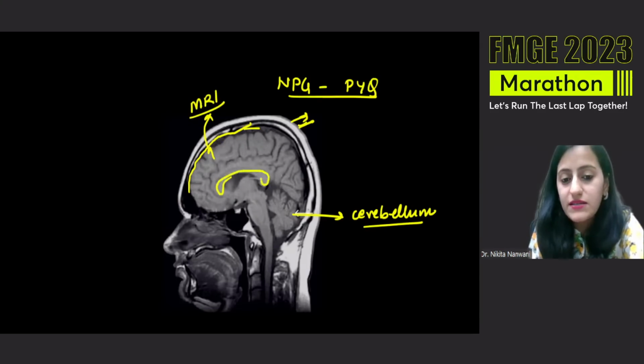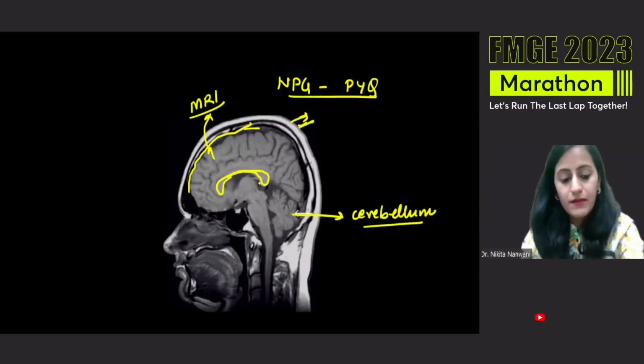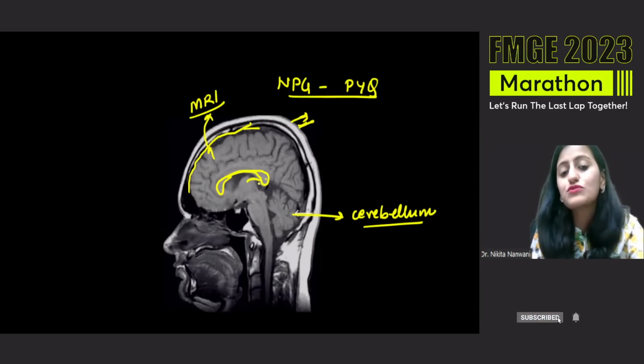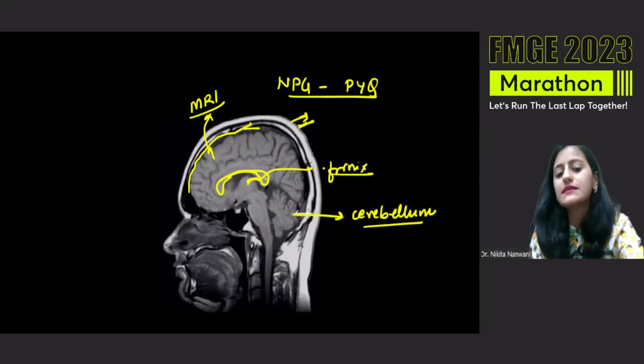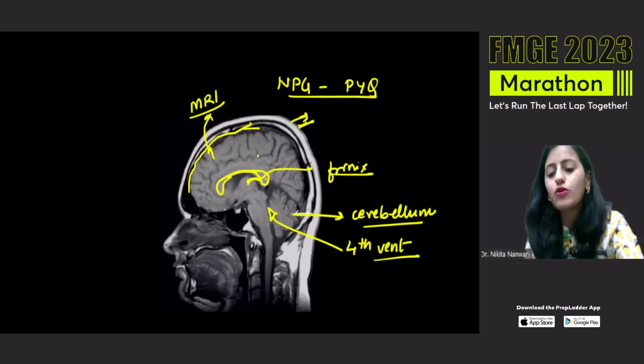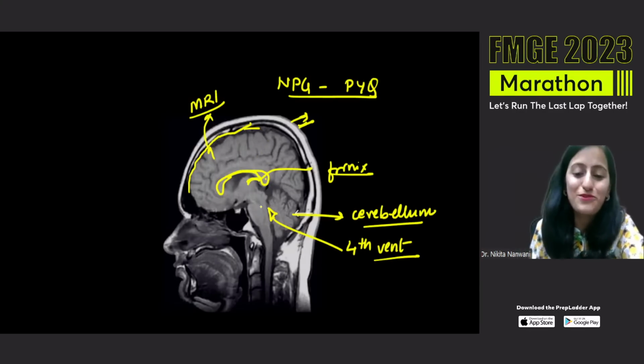This structure here, this is the corpus callosum. And this white matter in relation to the corpus callosum, this is the fornix. What is this triangular structure here? This triangular structure here, this is the fourth ventricle.